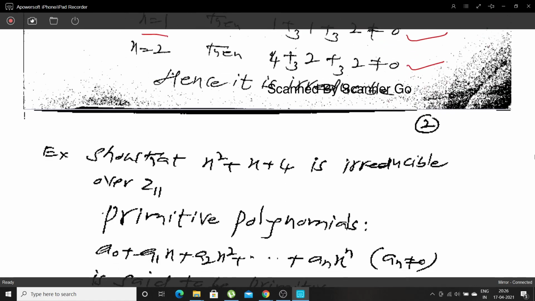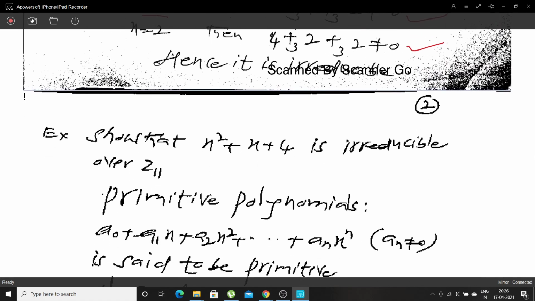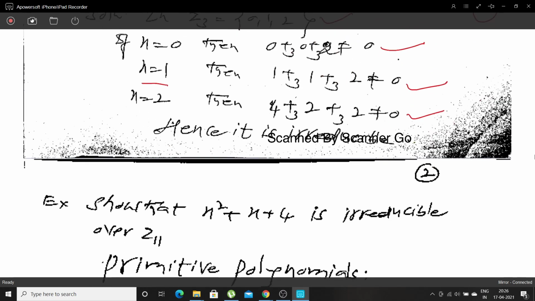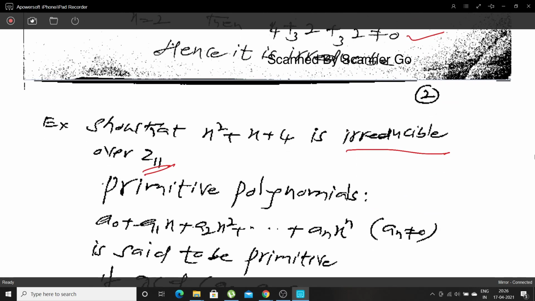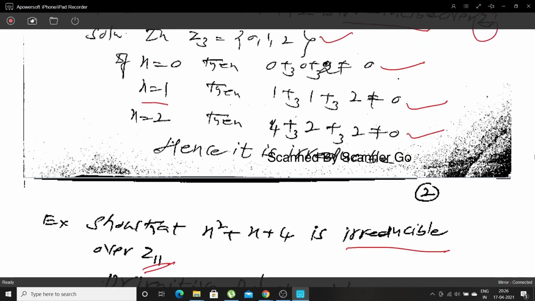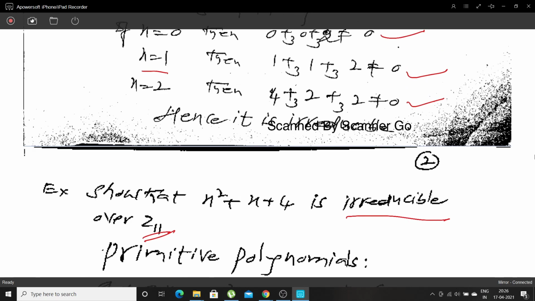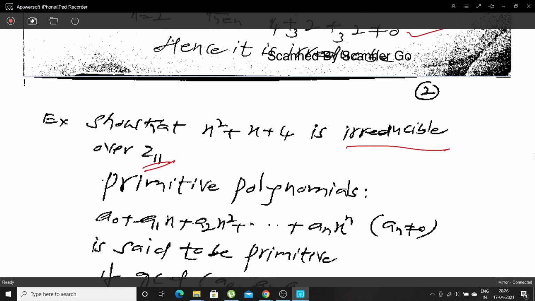Okay. Let me take another example. Show that x square plus x plus 4 is irreducible over integer modulo 11. Follow the same procedure. Definitely, if x equal to 0, x equal to 1, x equal to 2, x equal to 3, for all the values from 0 to 10, it is irreducible. That means it is not equal to 0.